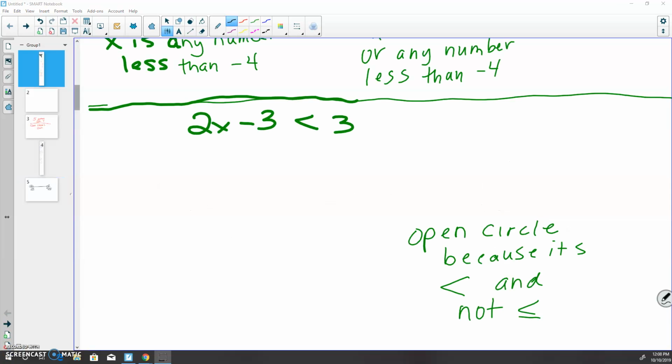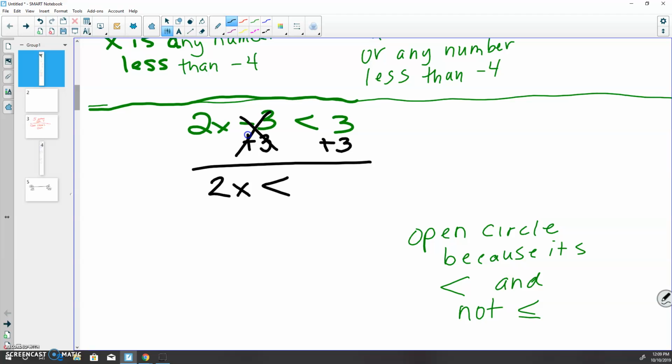So to solve this, it's just like what we did in the last lesson. You want to get all the like terms together. So negative 3 right here doesn't have a letter, so I'm going to get it away from the 2x. So I'm going to say plus 3, plus 3. This cancels out. You're left with 2x. Drop your sign down. 3 plus 3 is 6.